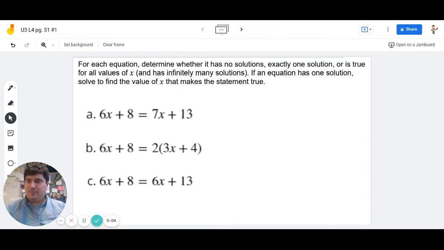We're on page 51, and this is lesson 4, unit 3. And we're going to look at this first question here. This is going to be part 1 of 5, because on page 51, there are 5 different problems where it asks us to find if each equation has no solutions, exactly one solution, or is true for all values. That means it has infinitely many. So there are 3 options.